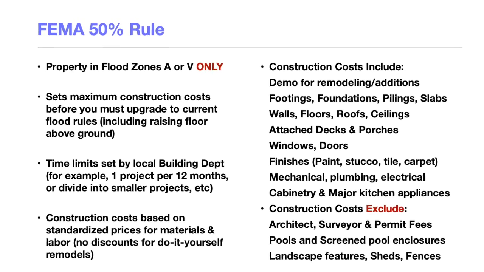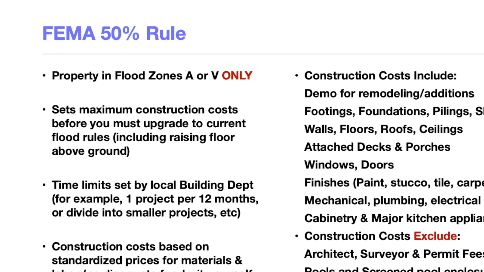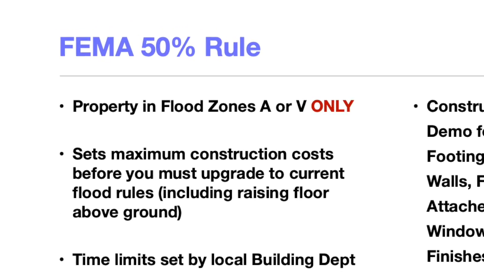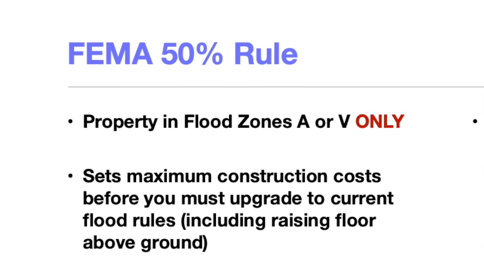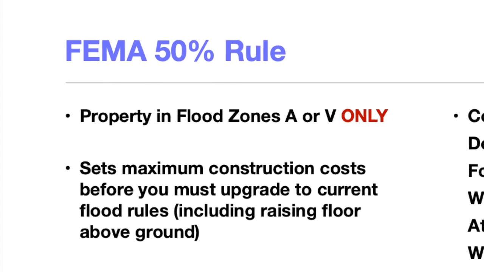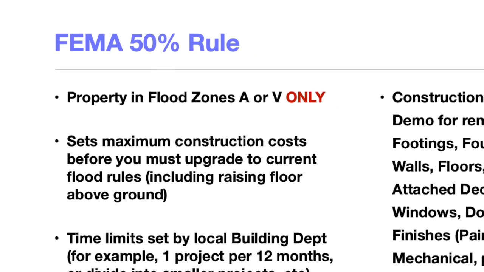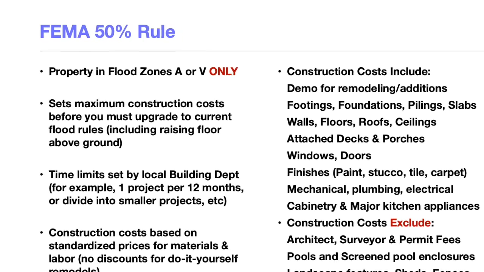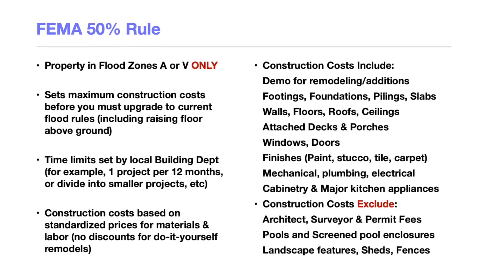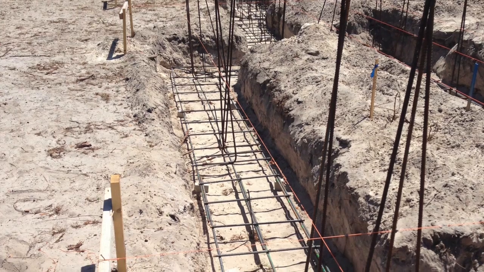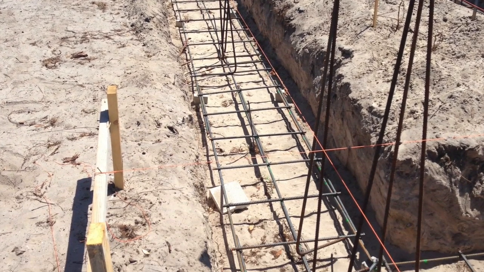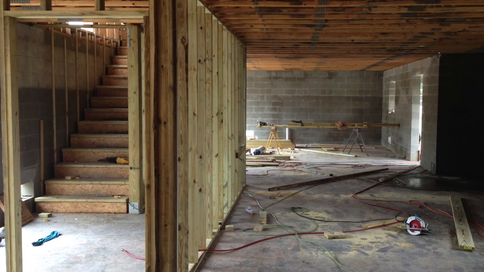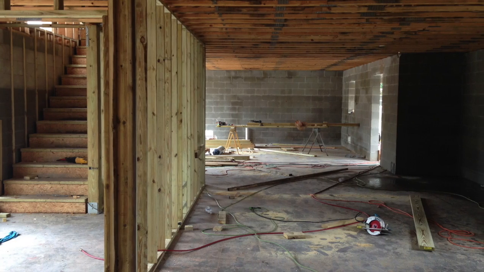Now that we have covered some of the background, let's talk more about the FEMA 50% rule. This is only used for projects where you have an existing house that you may want to add on to, remodel, or you must repair because of storm damage. So the FEMA 50% rule only applies to properties that are in flood zones A or V, not in flood zone X. The FEMA 50% rule sets a maximum construction cost before you must upgrade the house to current flood rules, and we will talk about how to figure this out later in the video.